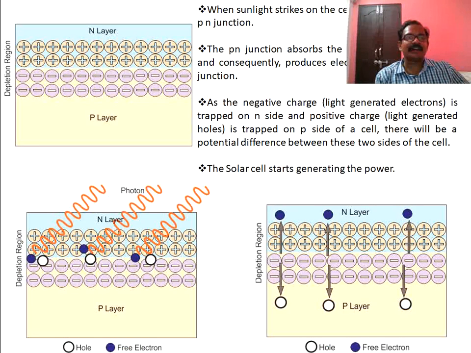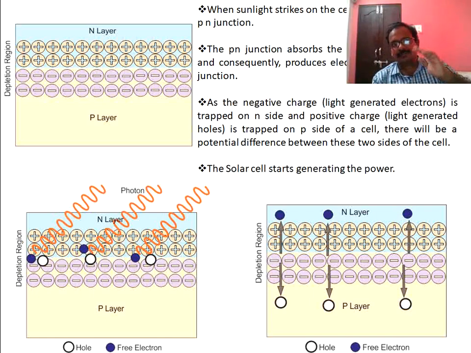The top diagram is a PN junction diode. The top one is an N layer and the bottom one is a P layer, and in between we have a depletion region. In the depletion region, positive charges are towards the N layer and negative charges are towards the P layer. Now it is a normal PN junction diode. Now when sunlight strikes the cell, what happens?